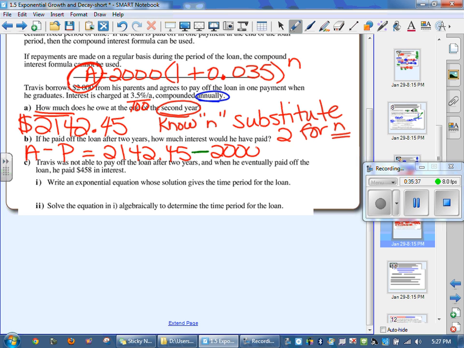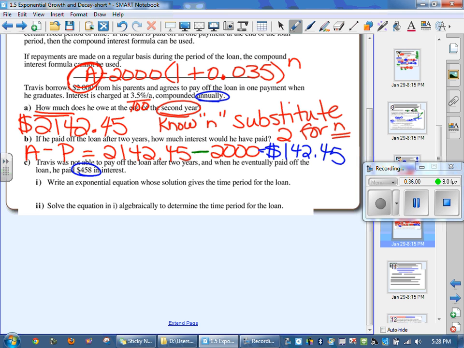Now, the letter C says he isn't able to pay it off in 2 years. And when he eventually pays it off, he pays $458 in interest. So in order for me to find out how much he had to repay, I need to take $458 and add it to my original $2,000. That's going to give me my A value. And then I'm going to be solving for N.